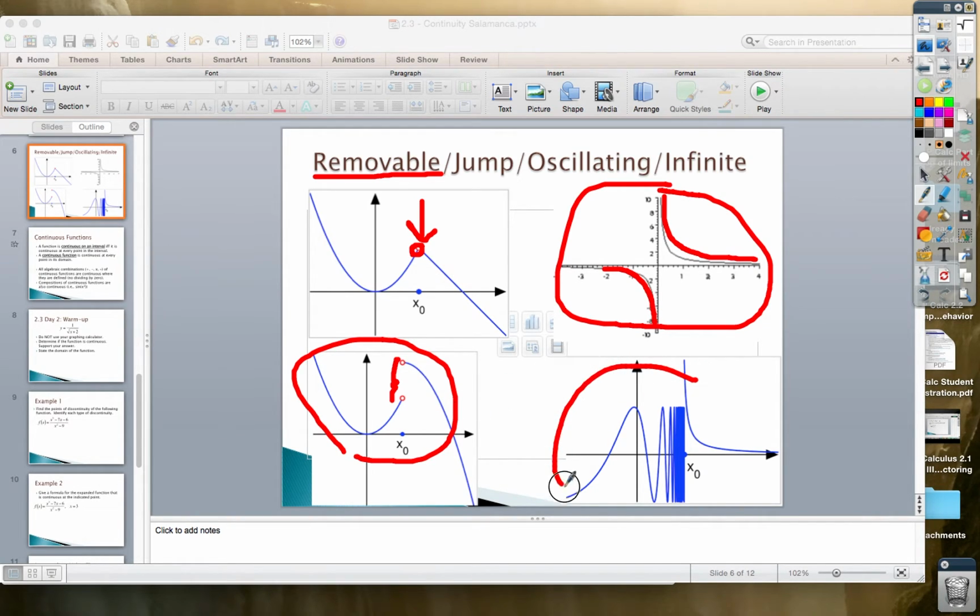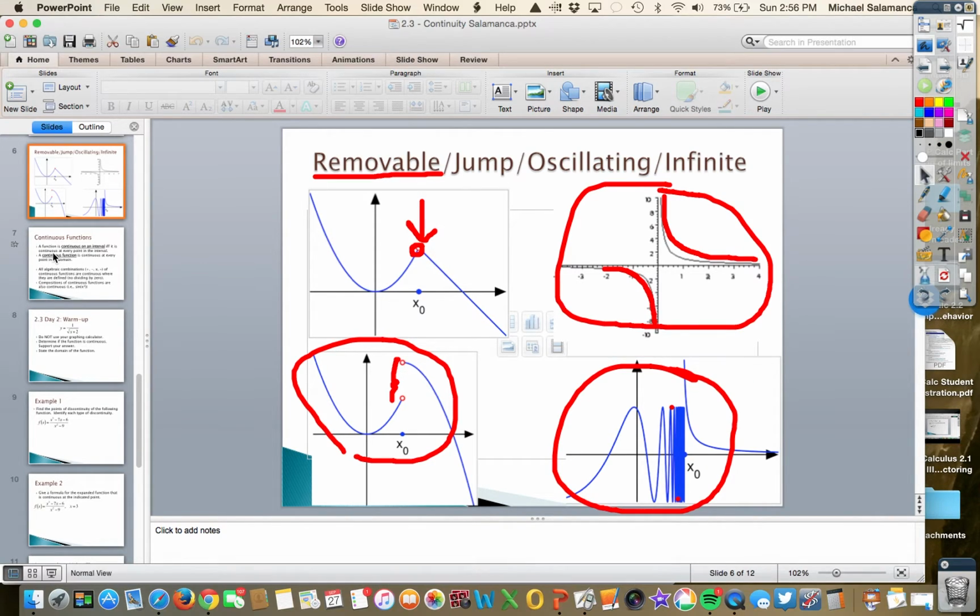This graph right here is an oscillating discontinuous function because if you pick a point, let's say 0.001, and you pick a point right next to it, 0.002, the graph would have fluctuated so much that it's really difficult to determine where actually the limit exists.